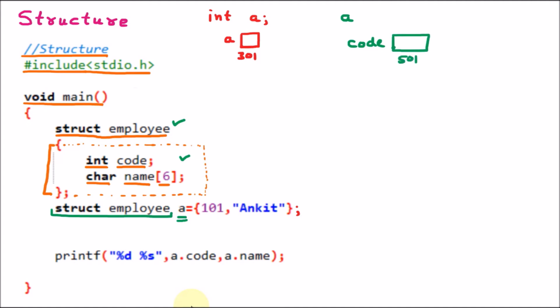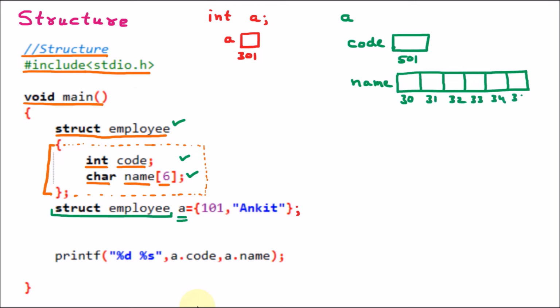Corresponding to A, we have a second block reserved, which is the name. Inside the name we can see that it is a character array of size 6, so 6 blocks will be reserved. We know that a character consumes 1 byte. Let us suppose the memory here starts at 30, so 30, 31, 32, 33, 34 and 35. Correspondingly, 1 byte will be taken for each.